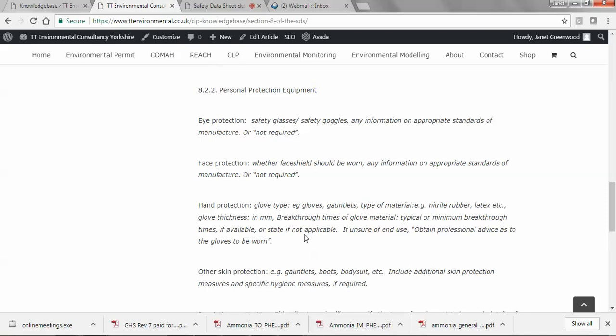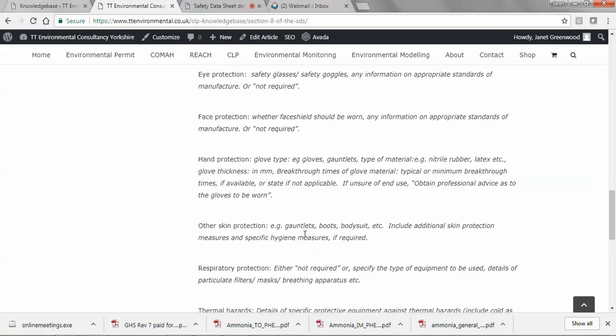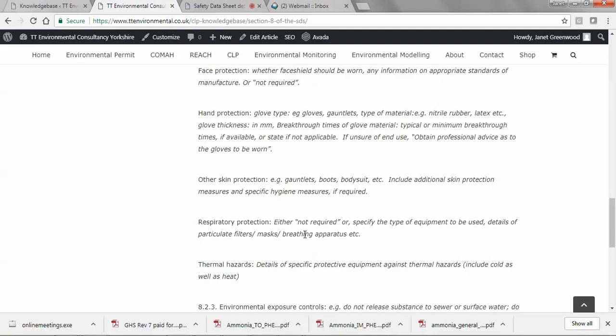You may decide that other skin protection is required, and you can include things like gauntlets, boots, bodysuit, acid suit, specific hygiene measures like shower after handling, that sort of thing can go in there, and also respiratory protection, either not required or you have to specify the type of equipment to be used. So is it particulate filters, is it masks, do you need some form of breathing apparatus? And it's really important that you talk to an expert in this area to make sure you are specifying the correct equipment so that the reader of your SDS is receiving the correct information.